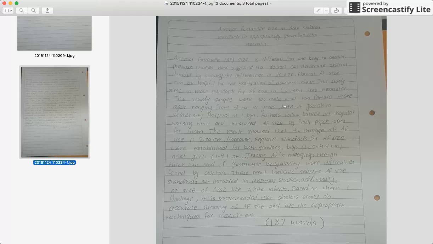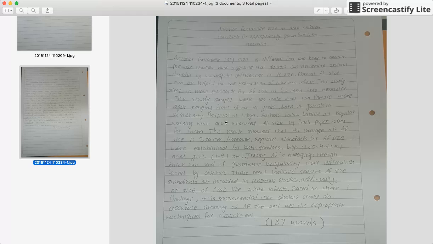Really? I don't remember reading that. I think you said that in the first study, so I think you were assuming this is true in this study, okay? They didn't follow the babies. They just measured them, right? The AF size was measured, and it doesn't say by whom. Doesn't say it was the authors. It could have been different doctors. We don't know, right? Regular working time and measured AF size by fresh paper tapes.